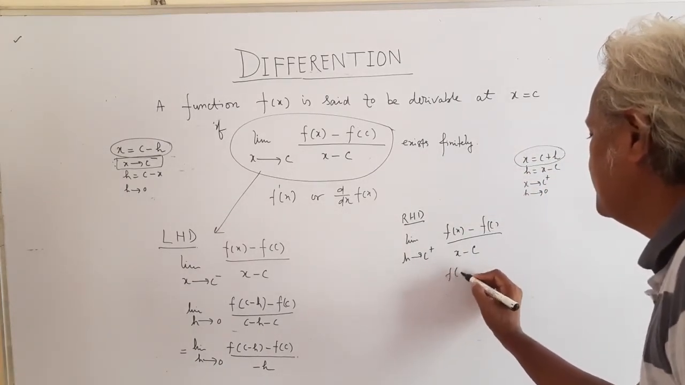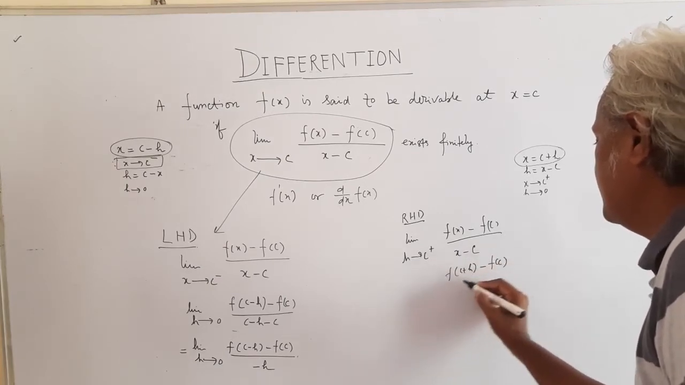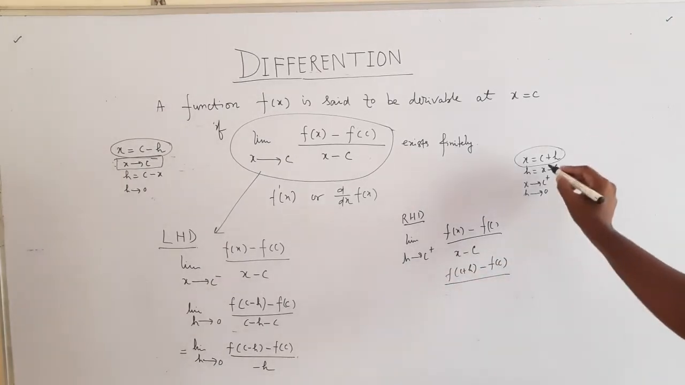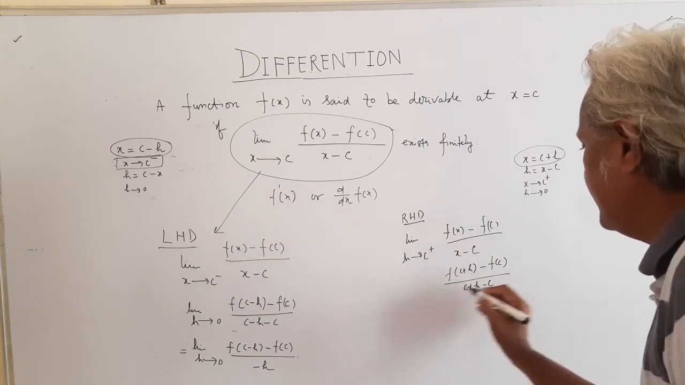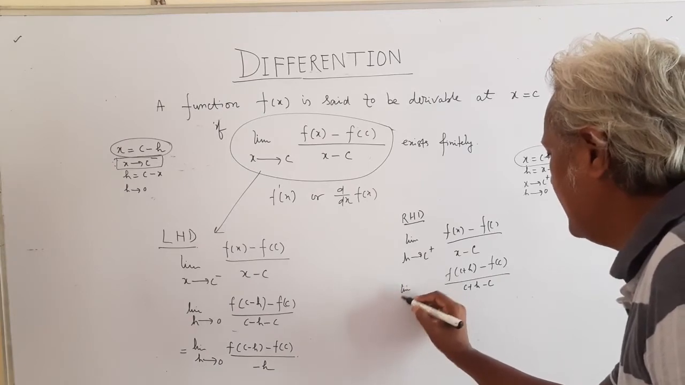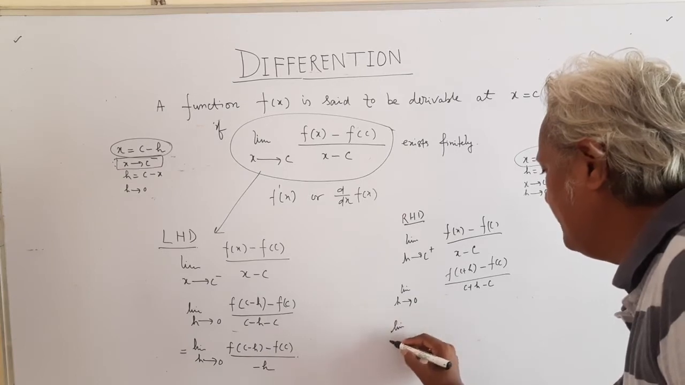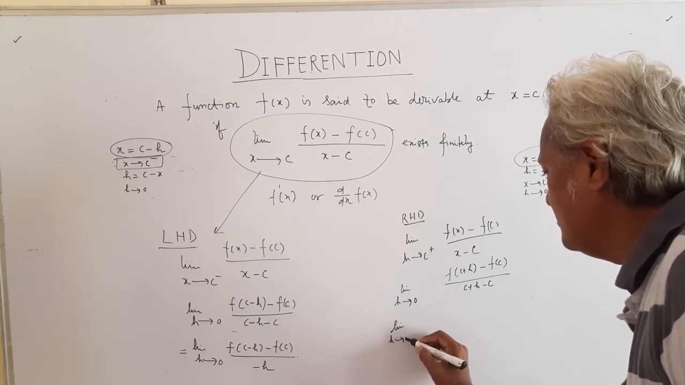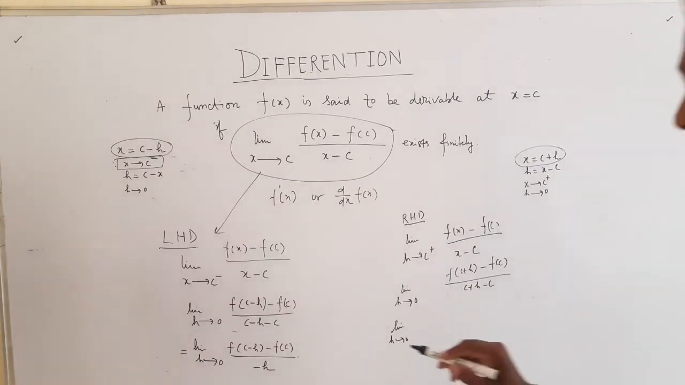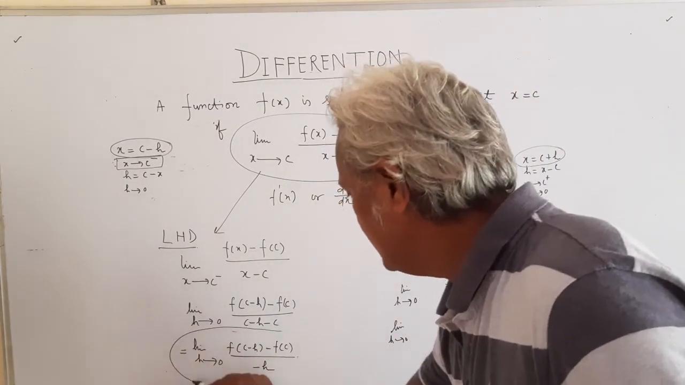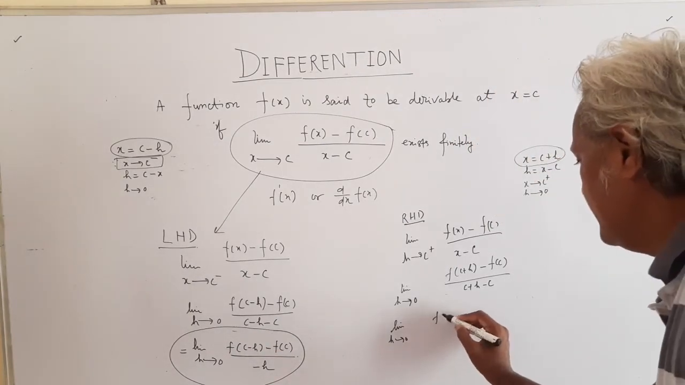So this becomes f(c plus h) minus f(c) over (c plus h) minus c, and this is limit h tends to 0. Now every time we have limit h tends to 0 without minus or plus, we will be in a better position to find the answer. So here also we have seen this one is limit h tends to 0, and here also this is limit h tends to 0.